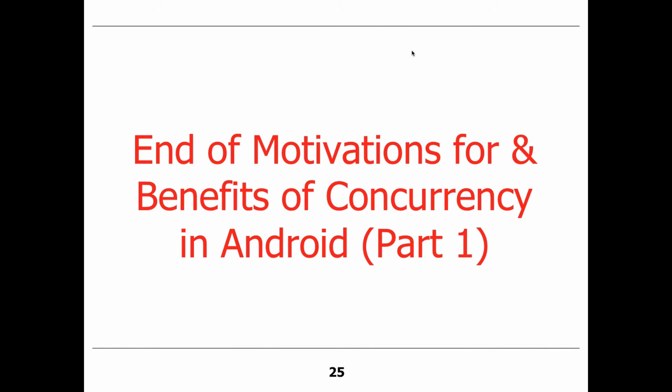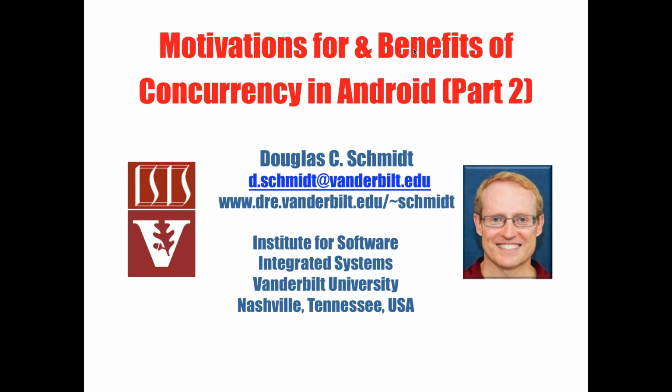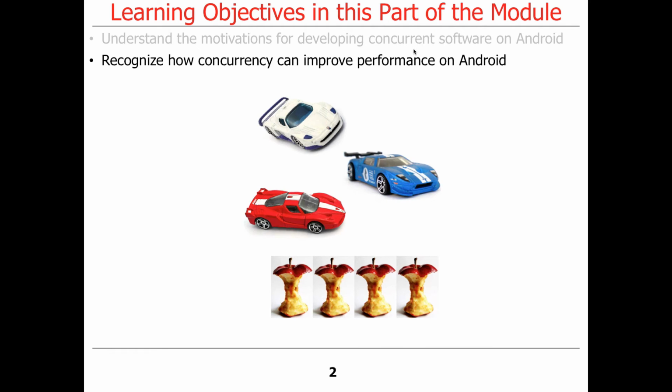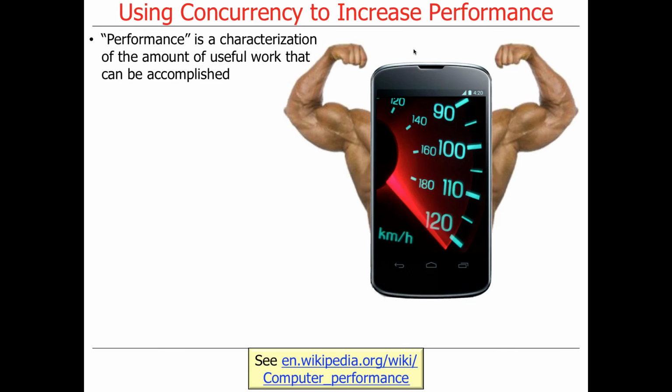Okay, so that's basically the end of part one of this section. We'll now continue on with our discussions of motivations for and benefits of concurrency, looking at the second part of this lesson. And the second part of this lesson is going to focus specifically on how concurrency can be used to improve performance in general, and then even more specifically, how it can be used to improve performance on Android. So let's talk about this.